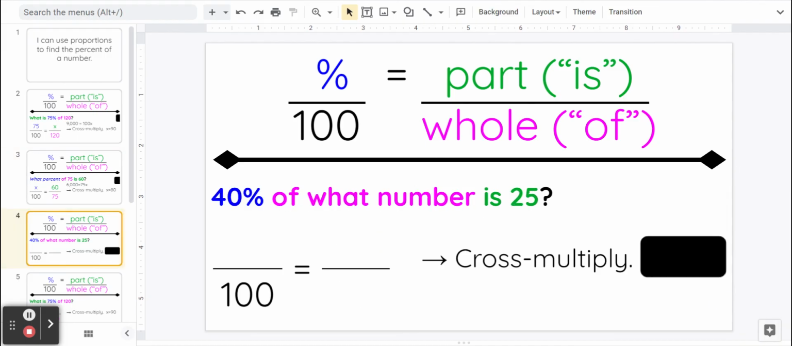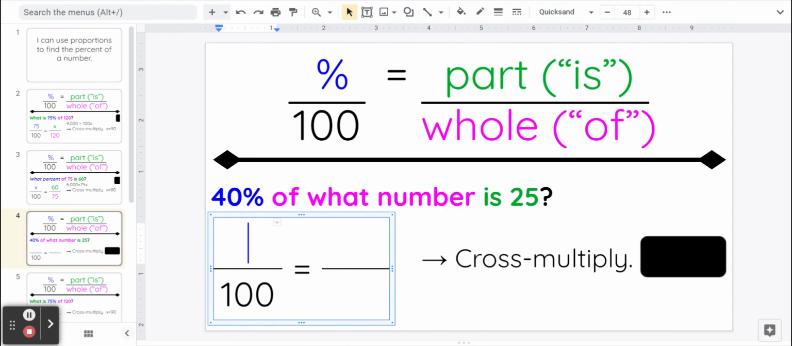All right, last example. 40% of what number is 25? Well, 40%, we know that. That's the easiest one to plug in. Of what number? We don't know the total amount this time. Is 25. That's our part. And the part, the key word is "is." So if you look for that, it makes it easier to figure it out.